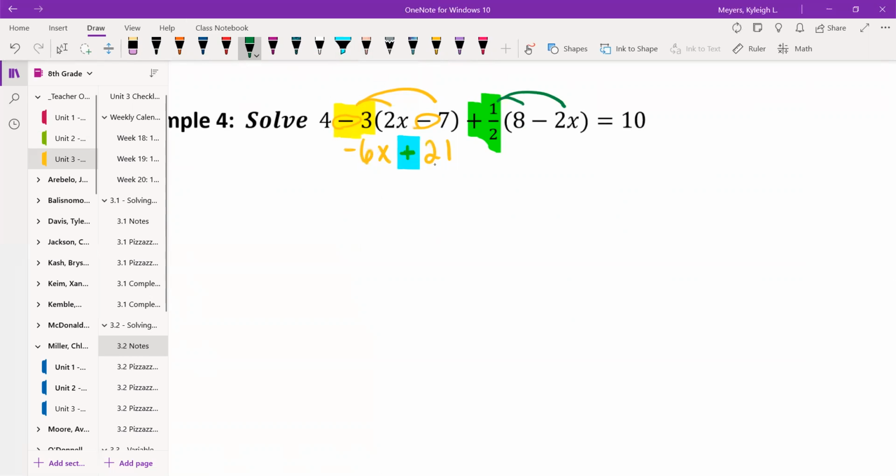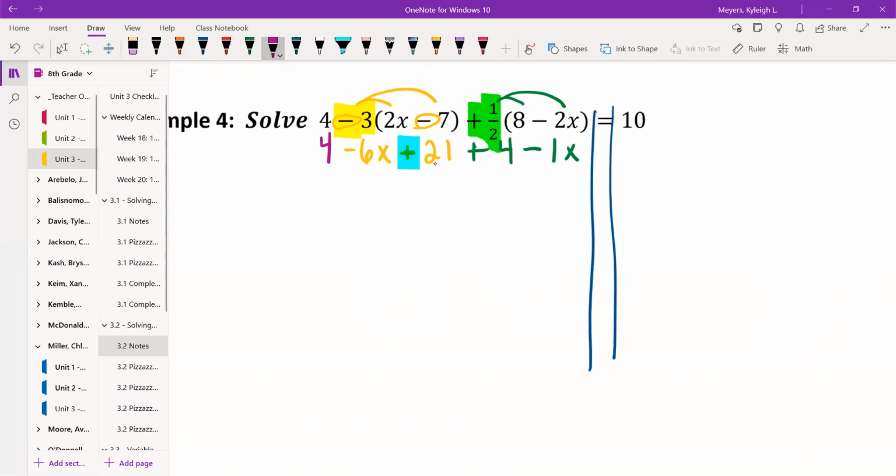Next part, we have to distribute half. You're gonna be like, oh, it's a fraction. I can't do that. What's half of 8? If I ask for half of 8, you're gonna say 4, right? What's half of 2? Half of 2 is 1. Bring our x, bring our negative sign down. I forgot to draw the river, always. And then we're just gonna bring down this 4, and this equals, and the 10.